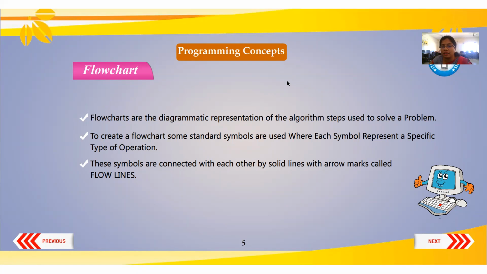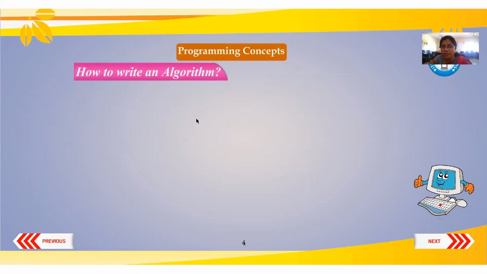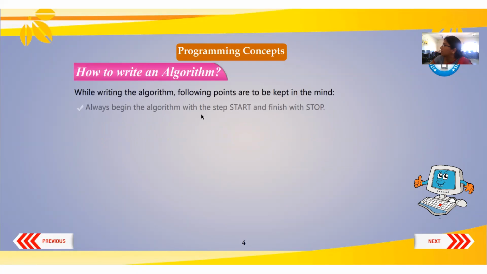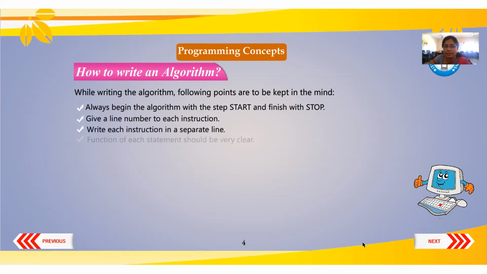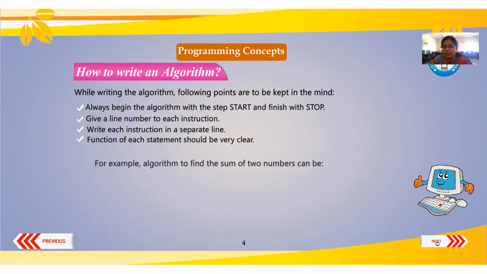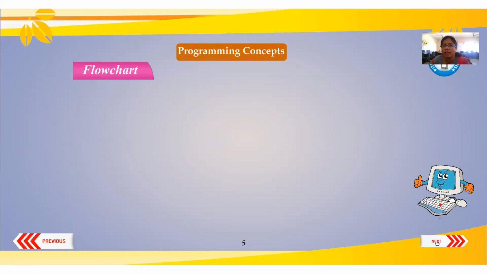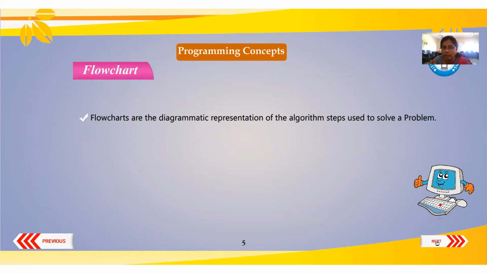Flowcharts are diagrammatic representations of algorithm steps used to solve a problem. To create a flowchart, some standard symbols are used, wherein each symbol represents a specific type of operation. Whatever we have written until now as algorithm, those steps now we are supposed to put in a flowchart.